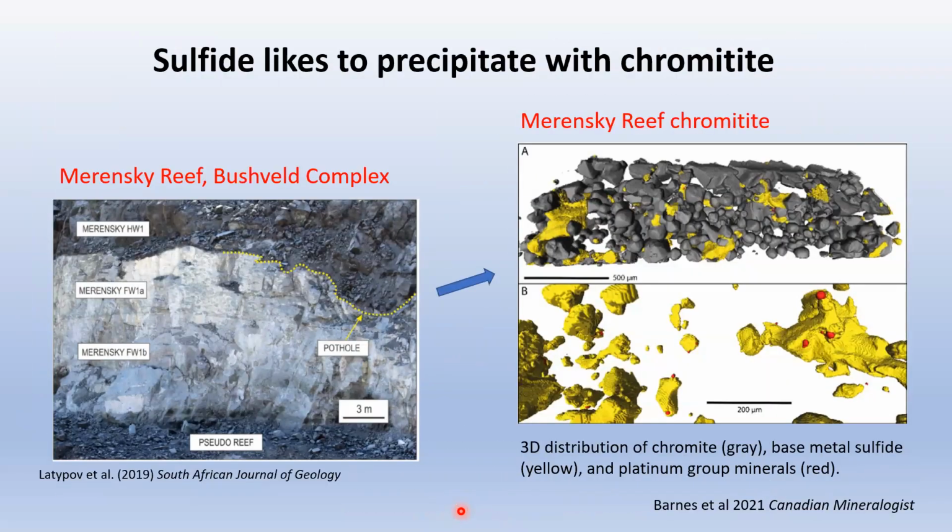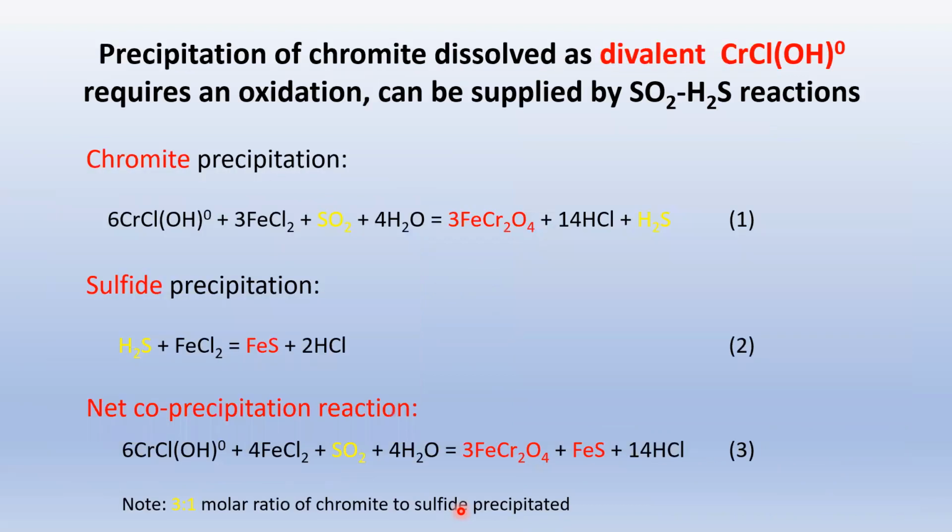The other thing we all know is that sulfide likes to precipitate with chromite. And we suggested the following reaction sequence. We have the chromite precipitation, which again is a divalent chrome, so we need to oxidize it to get it into chromite. That combines with, say, iron in this case, and it can get that oxygen from, say, a sulfur dioxide, and that precipitates out a chromite and also forms H2S, okay?